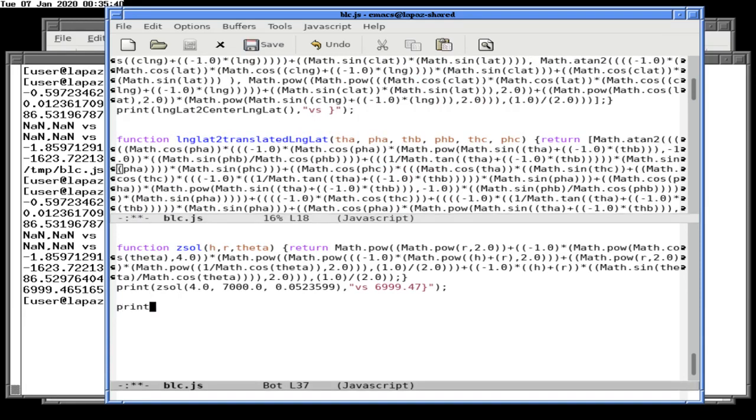Print. Long lat to translated long lat of... So we'll take the point... we've got to actually do degrees here, don't we? Do I have a degree in here? Do I have the word degree defined? I do not. So I'll just define it over here.